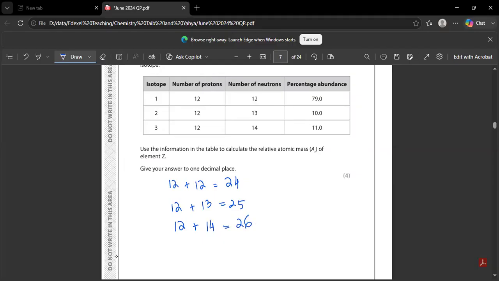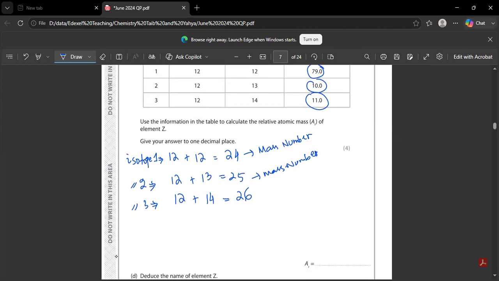Now, see the abundance, right? Look at the percentages of each isotope. We have to take the mass number, because mass number is the sum of protons and neutrons, right? This is isotope 1, this is isotope 2, and this is isotope 3, okay? These are the mass numbers of isotope 1, isotope 2, and isotope 3, right?